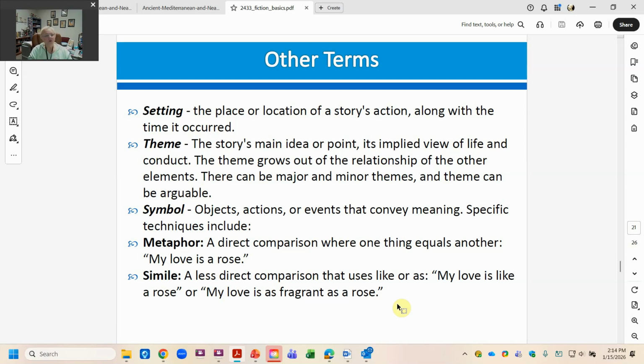The theme is, what is the main point of this? So plot is just what actually happens, but that's not what it means. The theme is, what is this about? And you can have major and minor themes, especially if a work is really long, and people can disagree what the theme is. So again, this is going to be something that you look for. What do you think is the most important thing being discussed here?